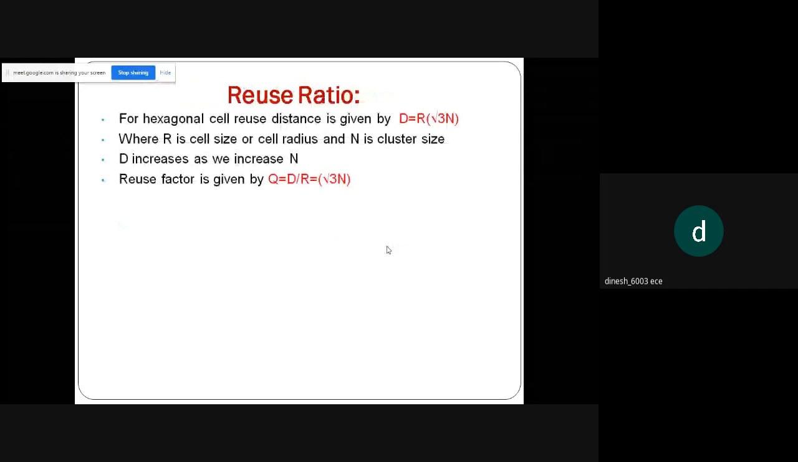Then the reuse ratio for hexagonal cell reuse distance is given by D equals R times square root of 3N. R is the cell size or cell radius and N is the cluster size. So if N increases, D also will increase. And the reuse factor can be calculated by Q equals D by R, which is equal to square root of 3N.